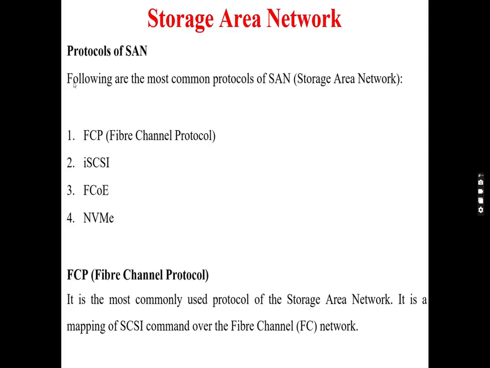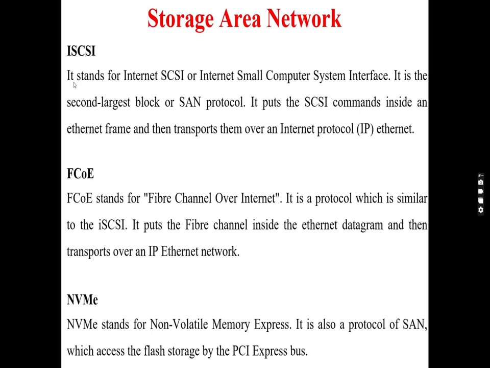So now more about FCP protocol. It is the most commonly used protocol for storage area network, and it is a mapping of SCSI commands over the fiber channel network. Another protocol used by storage area network is iSCSI. It stands for Internet SCSI, or Internet Small Computer System Interface. It is the second largest block or SAN protocol. It puts the SCSI command inside an Ethernet frame and then transports them over the Internet protocol Ethernet.